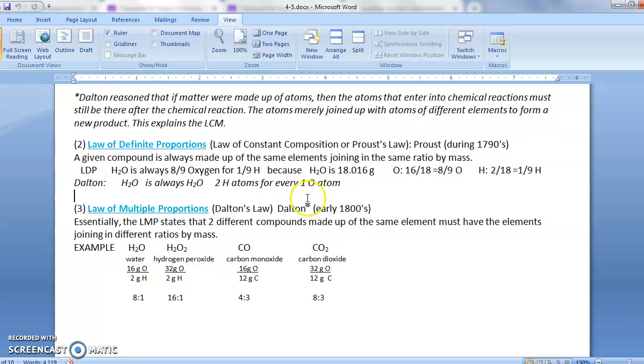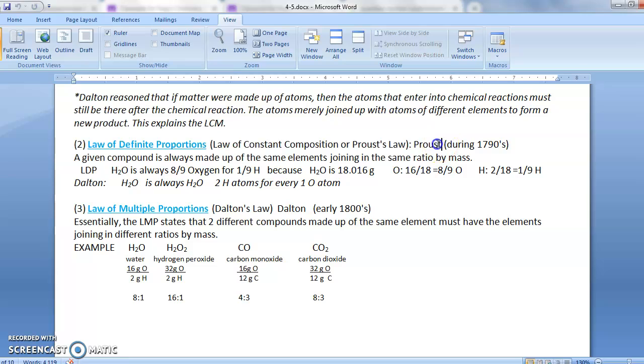Dalton himself kind of extended the law of definite proportions. The law of definite proportions is dealing with a given compound. A given compound always has the same mass ratios of the elements making it up. Why is that, Dalton says? Because the given compound always has the same formula. 2 hydrogens for 1 oxygen is water. But Dalton realized that if water is always H2O, a different compound containing H's and O's would have to have a different formula, or it would be water. And that became known as the law of multiple proportions.